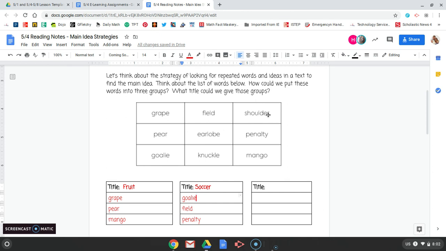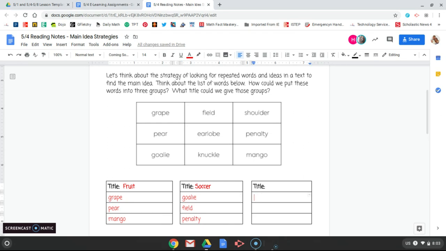So that leaves me with shoulder, knuckle, and earlobe. So now I have to think, how do shoulder, knuckle, and earlobe go together? What do you think? I'm thinking shoulder, knuckle, and earlobe are all parts of your body. So I would name that body parts.